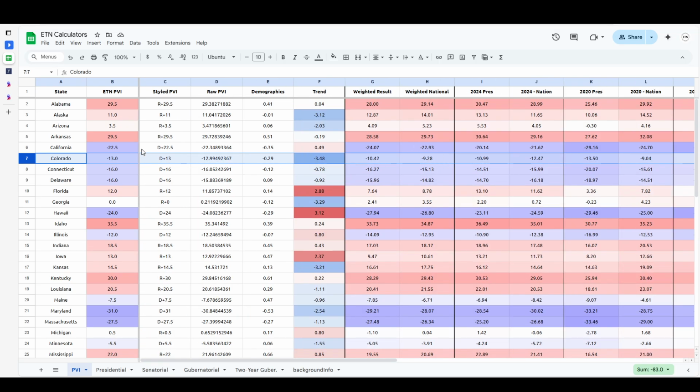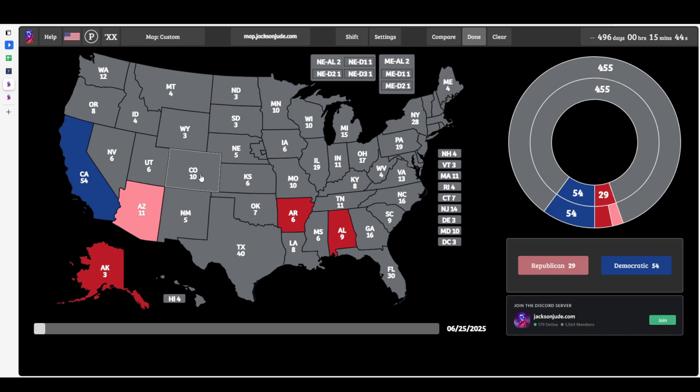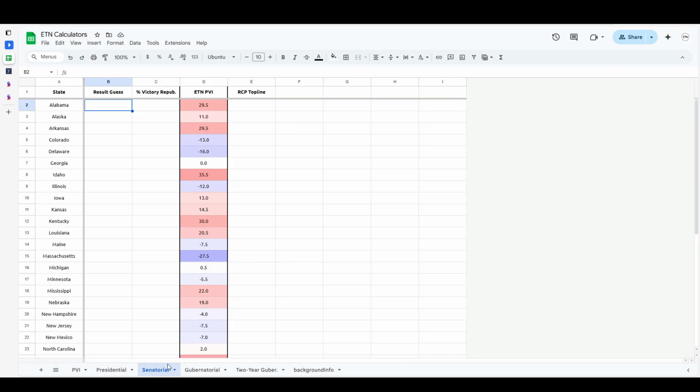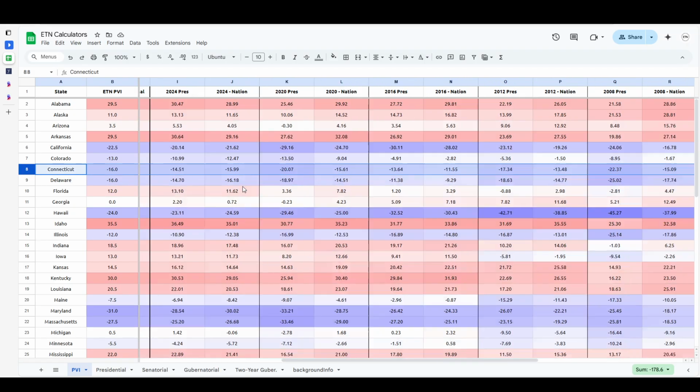So now we end up with a D plus 13 PVI, very strong setup in Colorado for the Democrats in future elections. That's going to be a strong state for the Senate right here. PVI of 13, so that's going to be a good sign for the Democrats there. Connecticut, D plus 16, exact same thing in Delaware. They have relatively similar voting histories, interestingly enough.